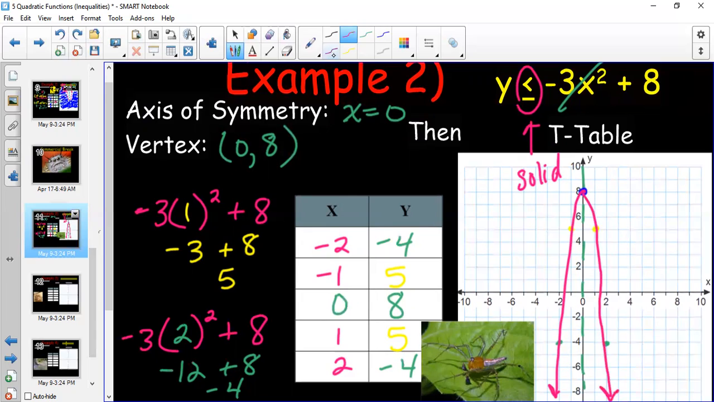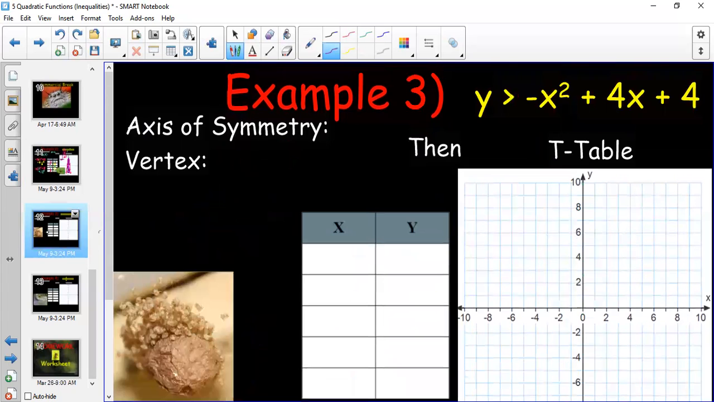And since it is less than, that means to shade below our vertex. Well, if I find my vertex and shade below, that is inside the graph this time. And so all of our answers are inside of that parabola. All right, let's try another one.